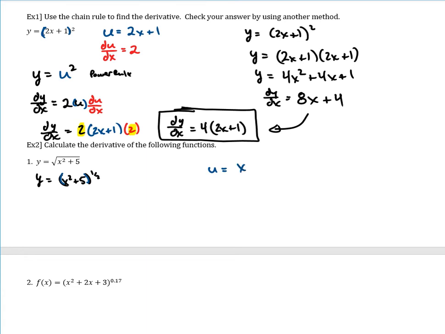I'm going to put that a little bit to the side, so just the x squared plus 5 is our u. And then I'm going to use the derivative of it. So du dx would be just 2x. So the derivative of u with respect to x is just 2x. And then that way I can go back to my original equation and state that y is, in the blue parentheses I said is u, and it's still raised to the half power.